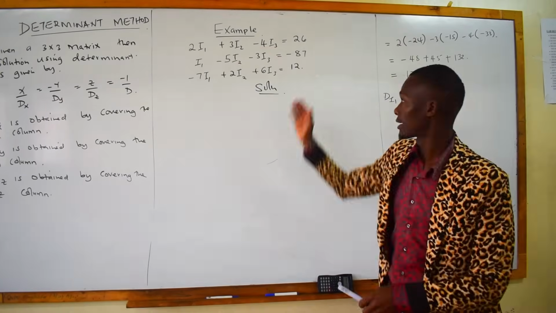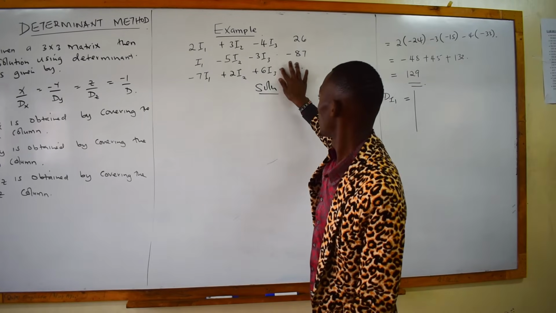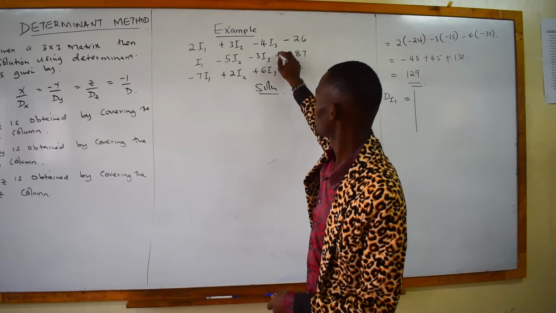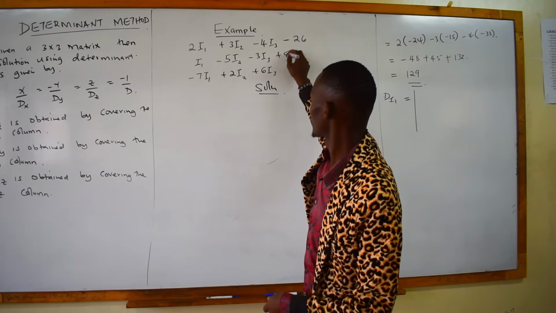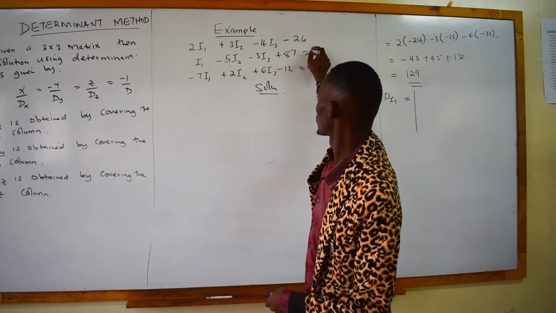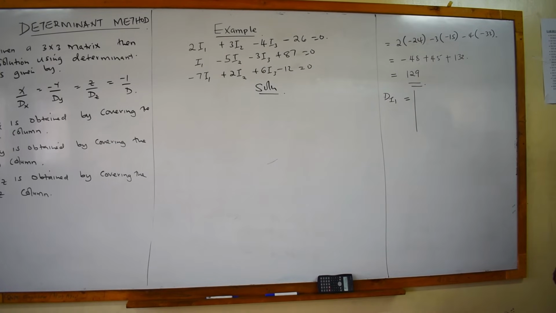Remember, we had brought these terms here. You can just have this. Then this one becomes a positive of 87. Then you have a negative of 12 equals to 0. So we have our equation there.